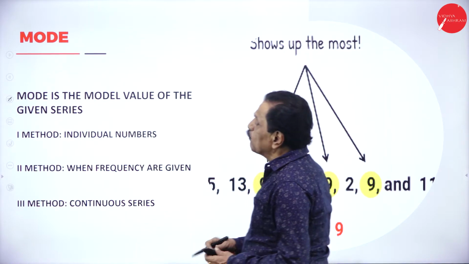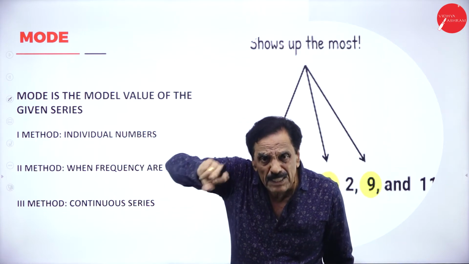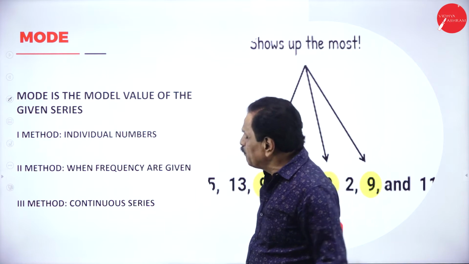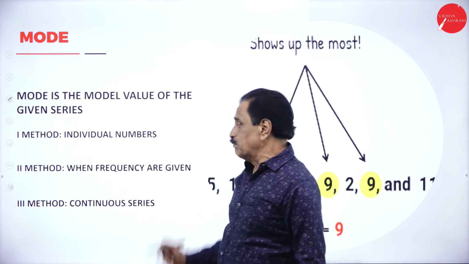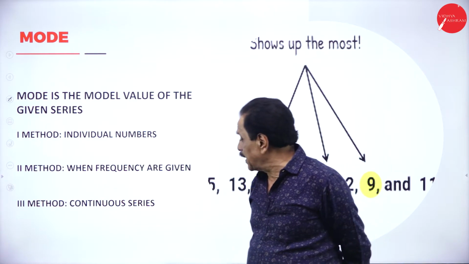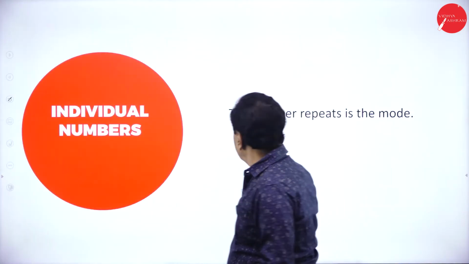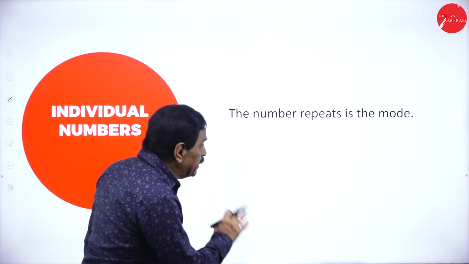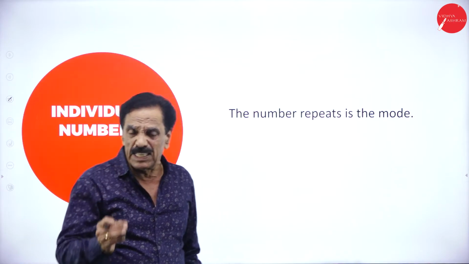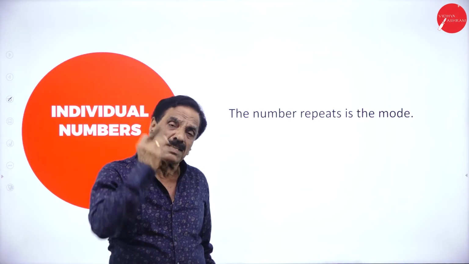So what is mode? Mode is the model value of the given series, the most important value of the given series. There are three methods to be followed. One is individual numbers. Second, when frequencies are given. Third method, for a continuous series. We'll go with an example. Which number repeats more number of times for individual, that is the mode.